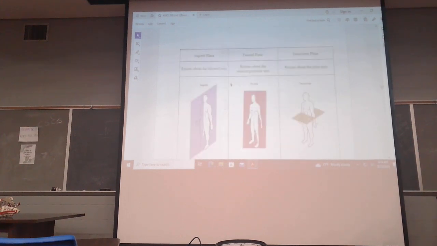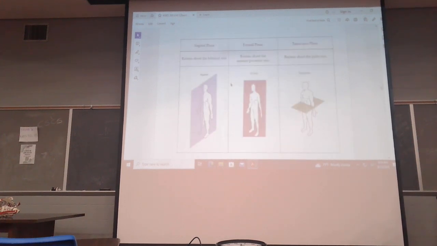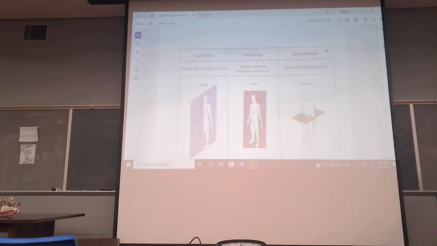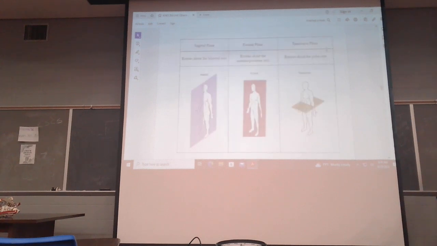You guys are so fun. Okay, here we go, sagittal, frontal, transverse. Here's a different view of it, because I thought it was important that different learners might get it differently. Some of you may get this, that's cool. Some of you may get this, that's awesome.